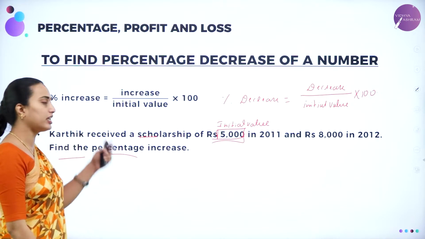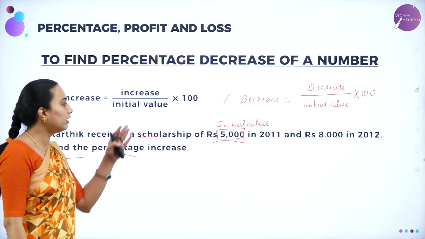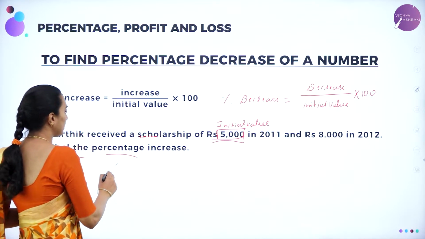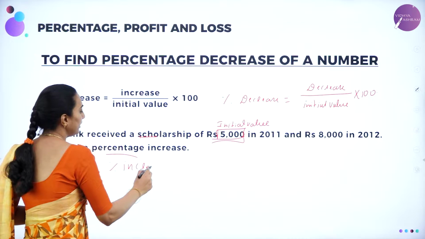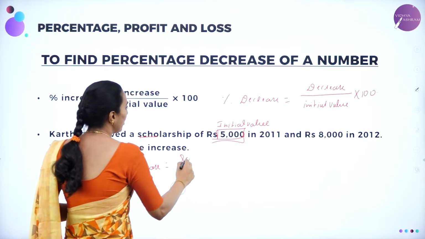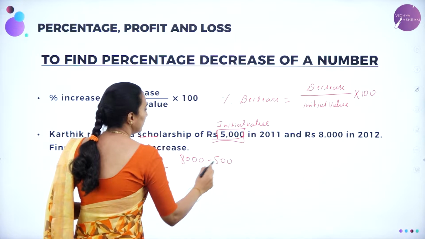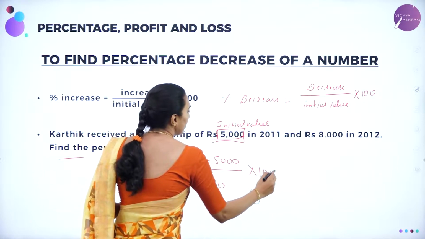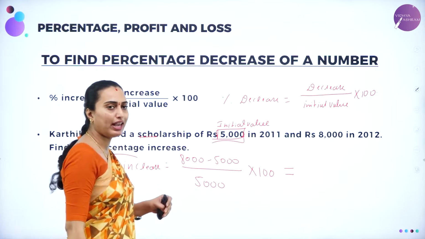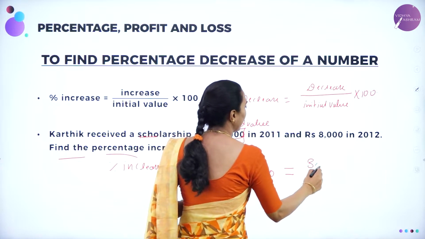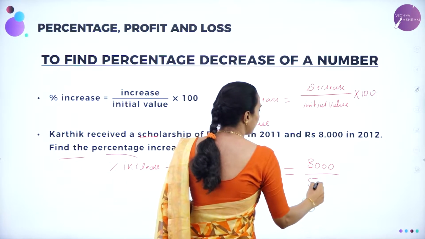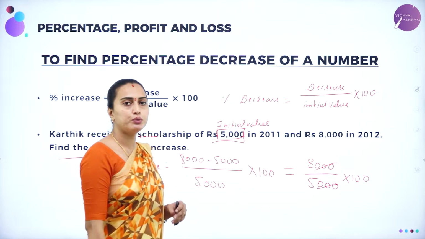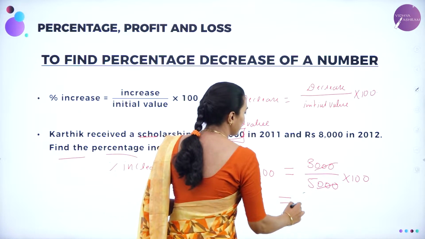So what will be the increase then? Increase is nothing but the difference between the final scholarship and the initial value. So percentage increase is equal to 8,000 minus 5,000 divided by the initial value 5,000 into 100. So that is 8,000 minus 5,000 is 3,000 divided by 5,000 into 100. So 3 by 5 into 100 gives you the percentage of 60.